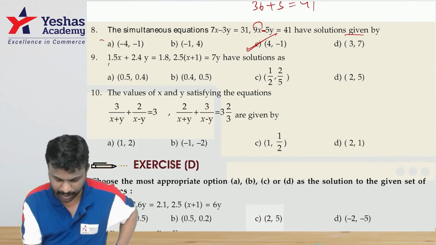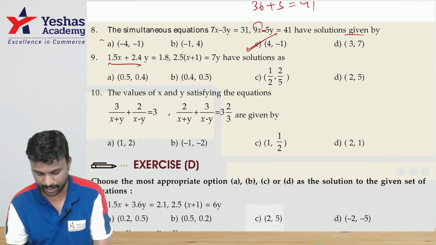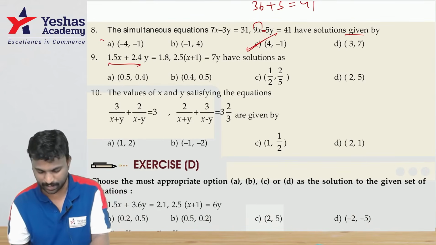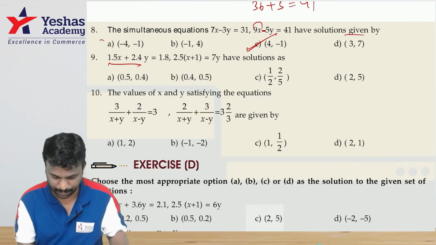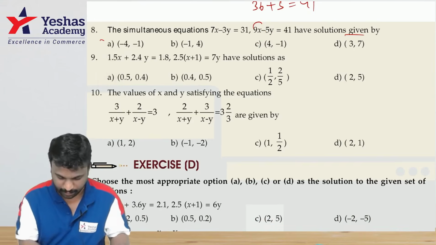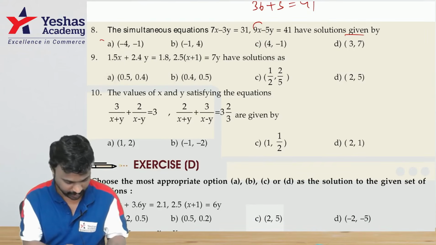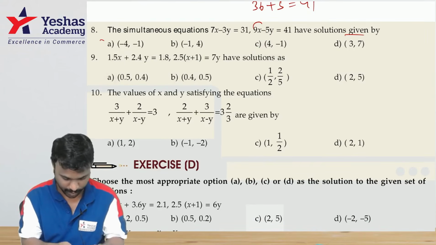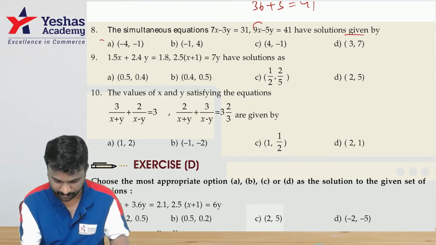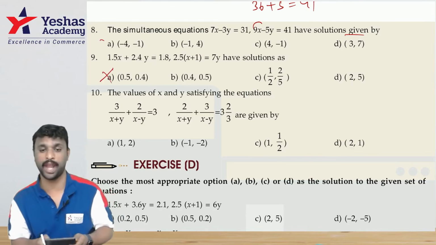Guys, moving on to the ninth question. The equations are given. So where are the x and y values? The x and y values are in the options. Let me hit the first option: 1.5 into 0.5 plus 2.4 into 0.4, that is 1.71. It's not 1.8. So it's not option A.